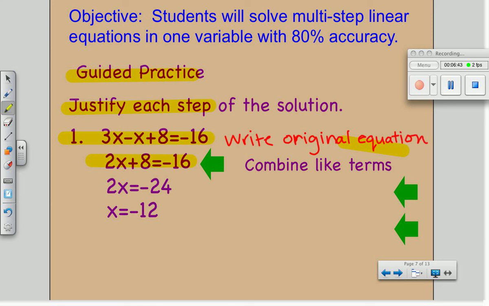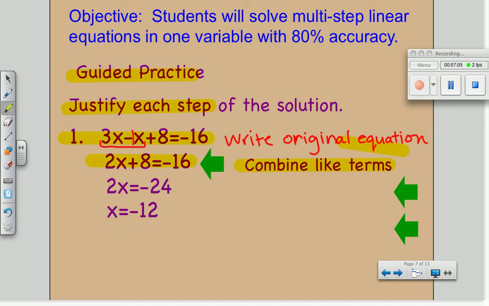Then I combine like terms. The like terms were 3x minus x. Remember there's an invisible 1 here. 3x minus 1x is 2x. So that's where I got this 2x from. Plus 8 equals negative 16. Write the rest of the equation.